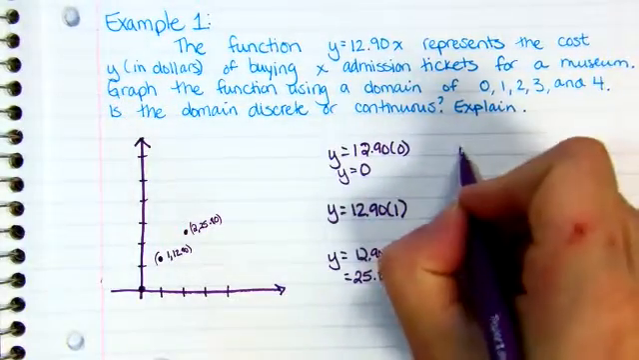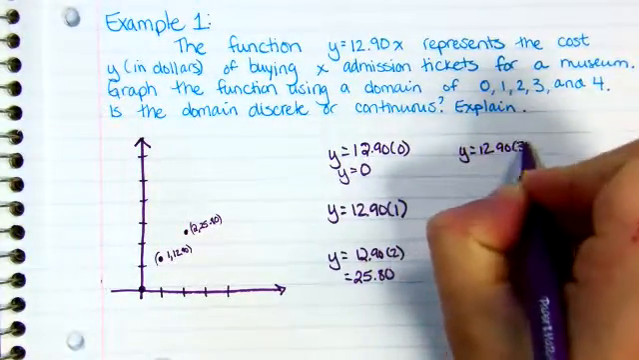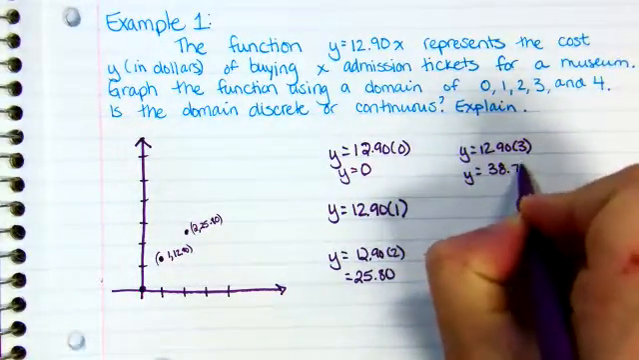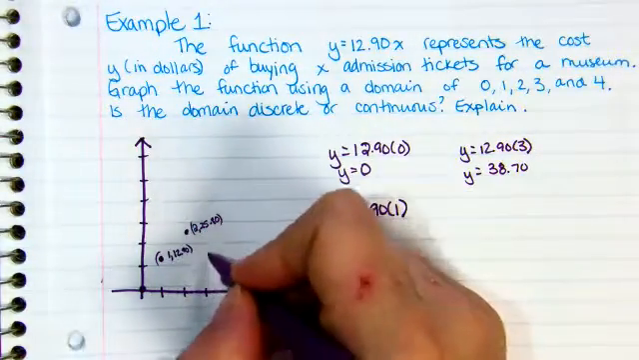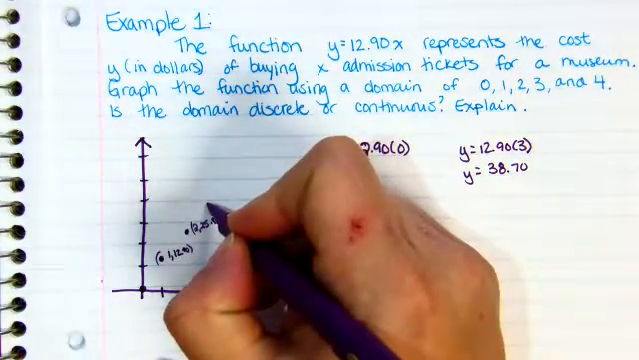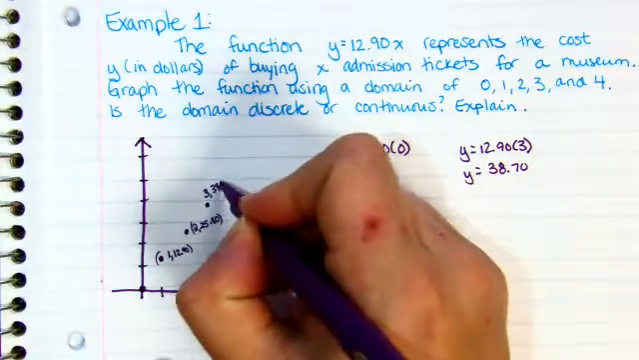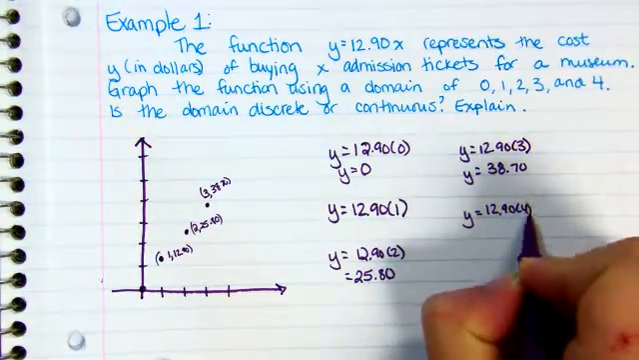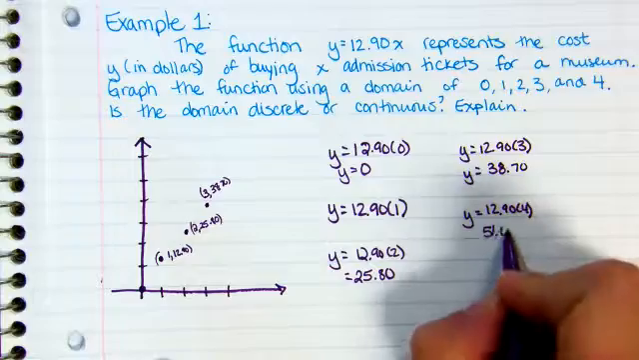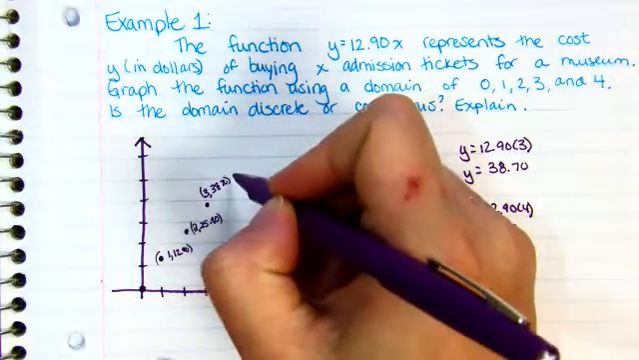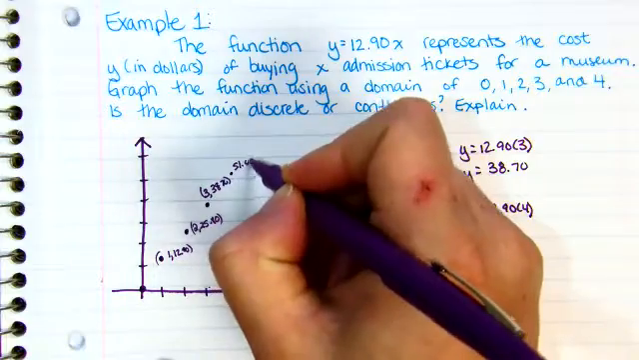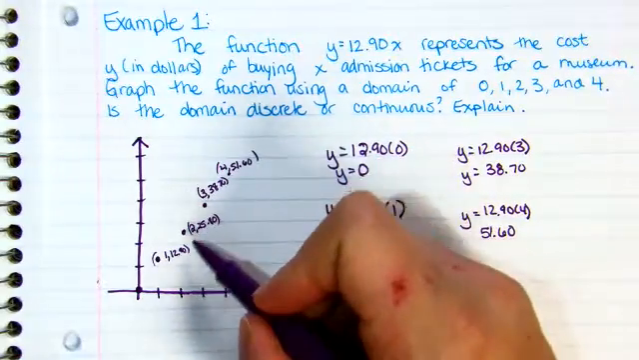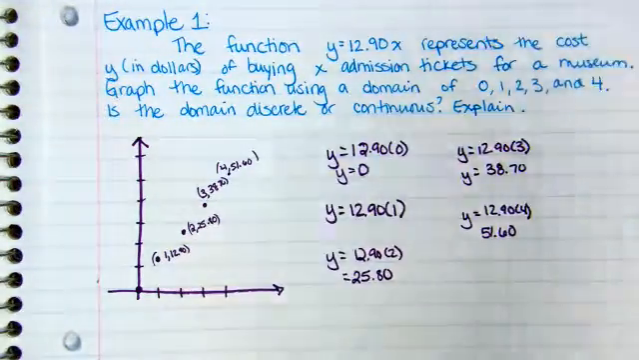If I buy 3 tickets, that's going to cost $38.70. So 10, 20, 30, it's going to be almost 40. And if I buy 4 tickets, I'm going to get $51.60. So 4 is about $51.60. If you look at these points, if I did a good job of graphing them, they should line up. And they do, more or less. Obviously, my graph's not perfect.